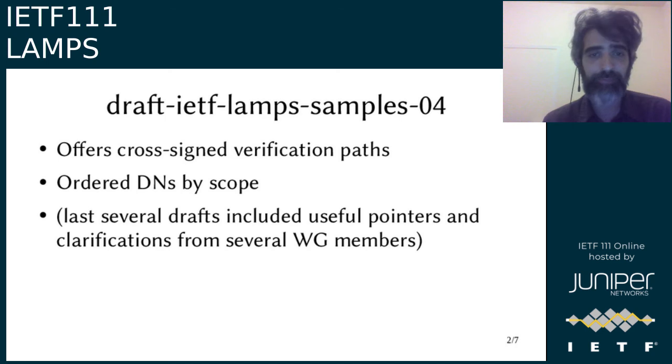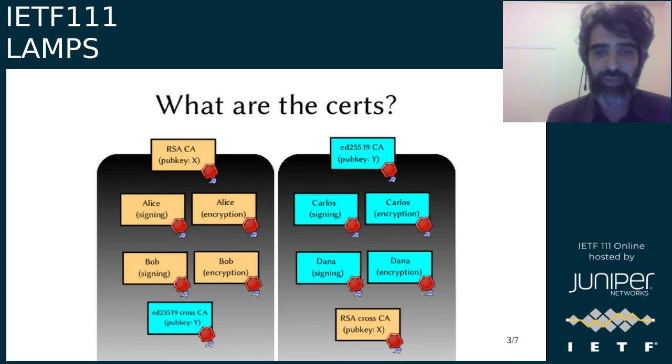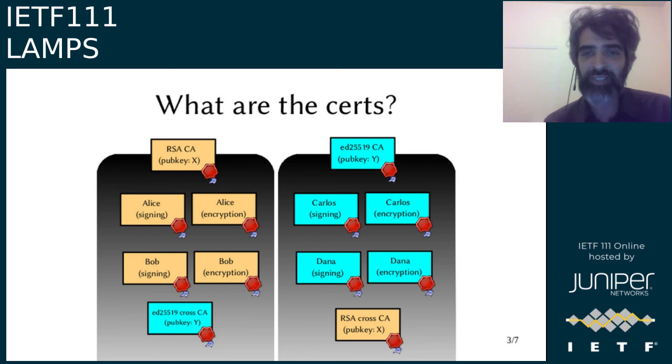Next slide, please. The certs that are in the draft, there's a bunch of them, about 12. There are 2 root certificate authorities using different cryptographic mechanisms. The yellow here means RSA. The blue means curve 25519. For signing, that's ED25519, and for encryption, that's X25519.